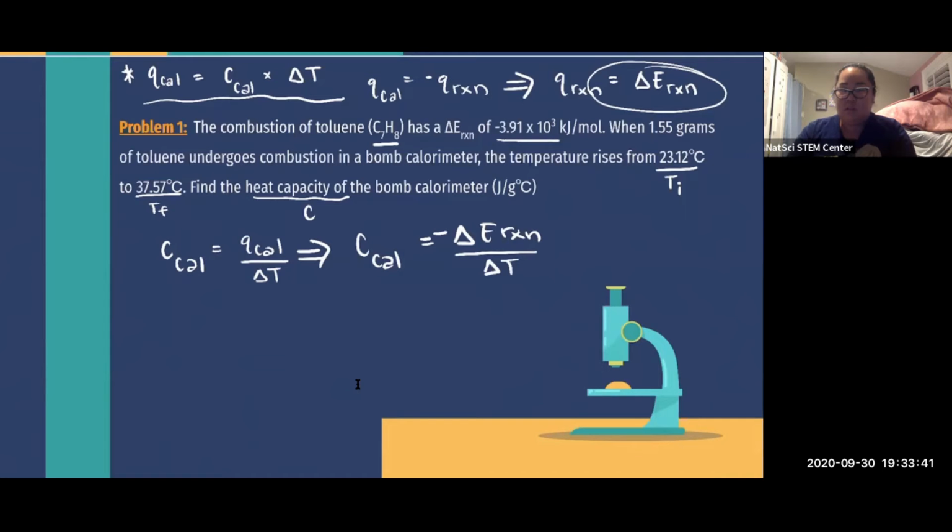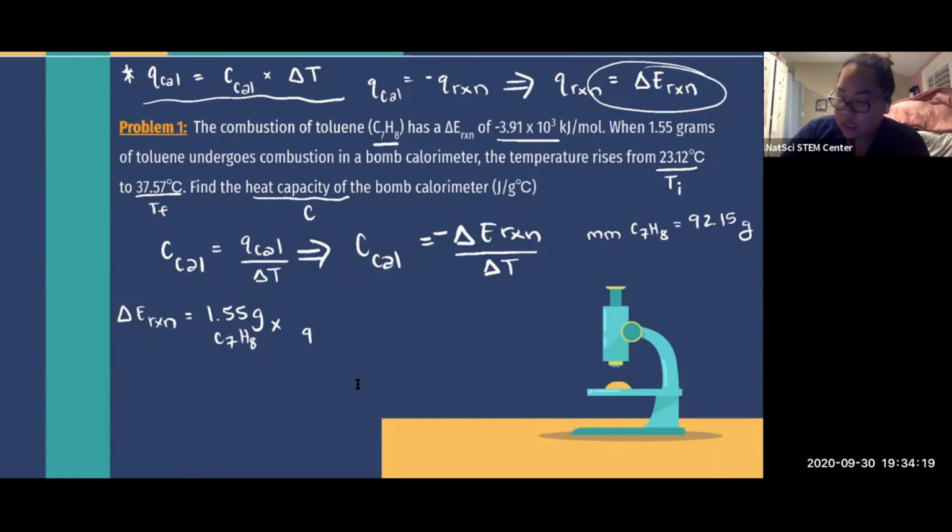So let's plug this in, okay? So we have your heat of reaction, and we're going to go in with delta E of your reaction equals 1.55 grams of C7H8. From there, we need the molar mass of toluene. I'm going to give it to you guys here, and it is 92.15 grams. So we're going to use that conversion to get into moles.